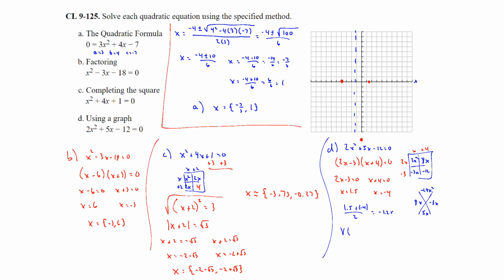And so your vertex would be negative 1.25 comma something, and you would plug that in to all your x values and see what the y value is. So I'll write it down here, and then I'm just going to plug it into my calculator and see what I get. And so I got a y value of negative 15.125.